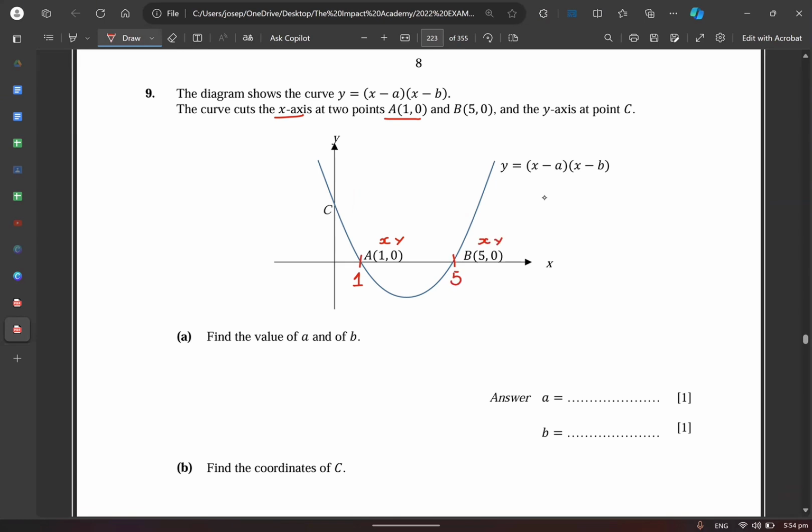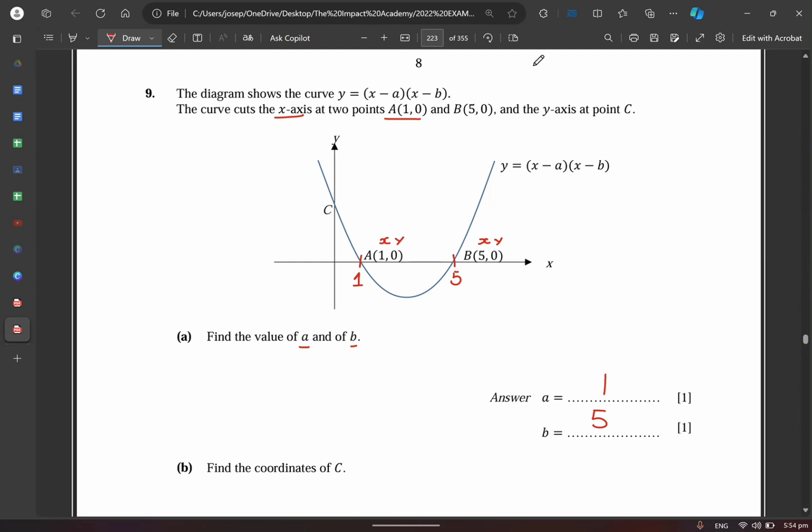Now they want you to find the value of a and b. The value of a and b is this one over here. It is very simple. For a itself, a is basically 1, b is basically 5, and that's about it. All right, so that is the first part for this question. Can you understand? Now, finally, we go on to the next one.